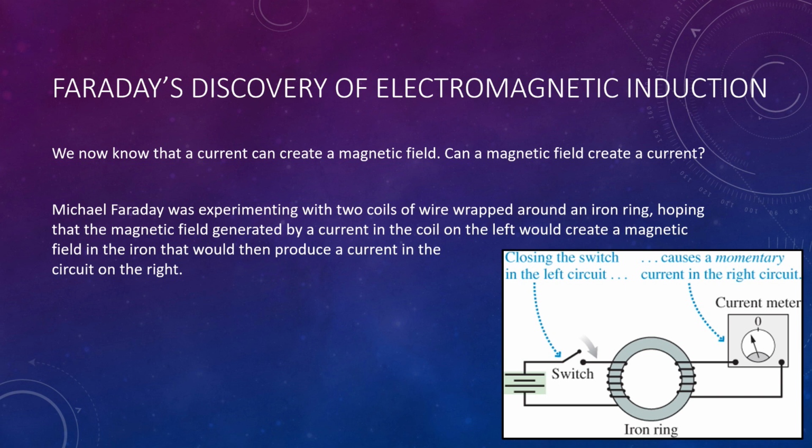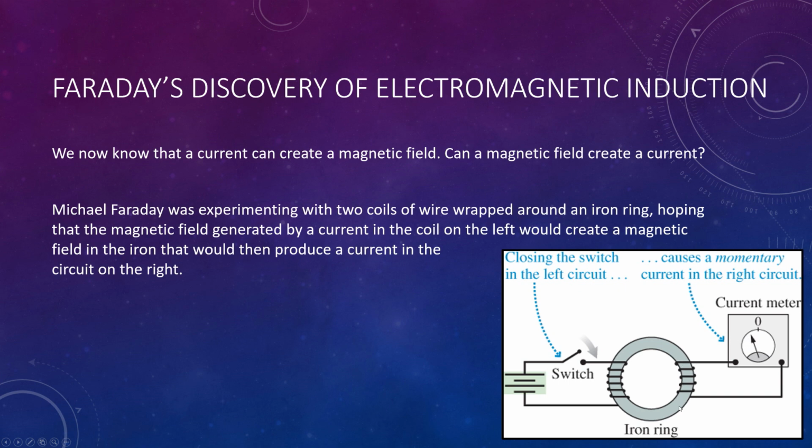He took a circuit on the left-hand side of an iron ring, so when you close the switch, current flows through this coil and should produce a magnetic field. So he was hoping that a magnetic field would be produced in this iron ring that would then induce a current in this circuit and give us some kind of current. And this is a current meter, also known as an ammeter. So he was looking at this exact thing.